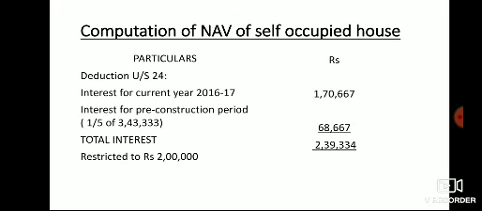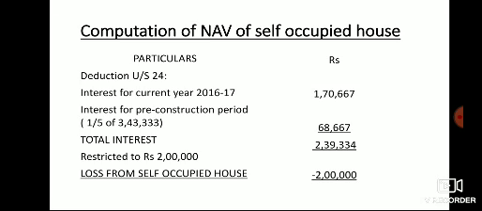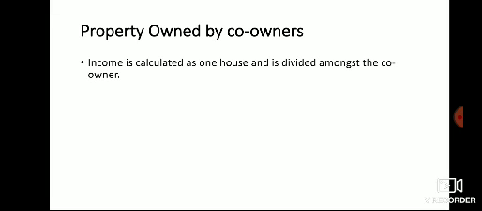If you remember in the conditions, this deduction for self-occupied house has to be restricted to rupees 2 lakh. So loss from self-occupied house will be rupees 2 lakh. It cannot go beyond rupees 2 lakh. So we will take the value 2 lakh instead. I hope that's clear. If property is owned by co-owners, that means a single property has multiple owners, how will we treat them? Income is calculated as one house. The income for the house property will be calculated as one, and this income will be divided among the owners later on.